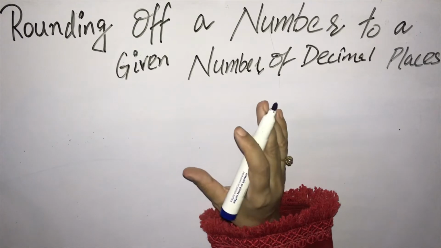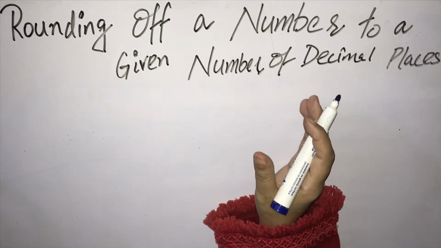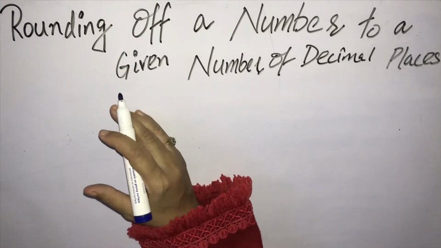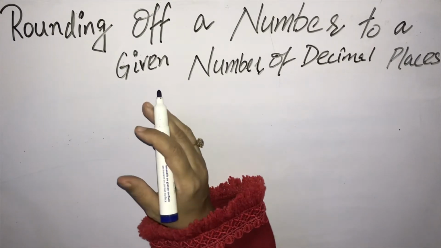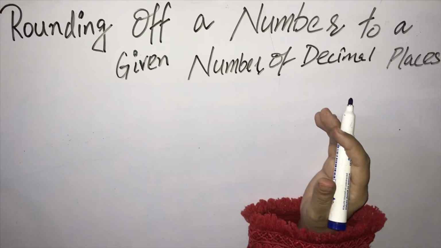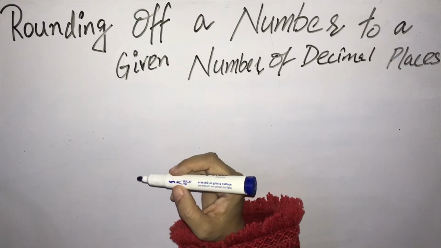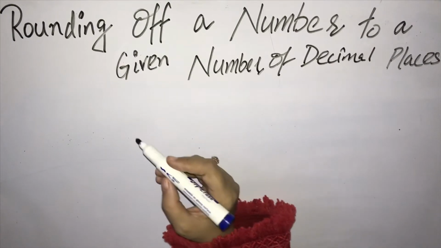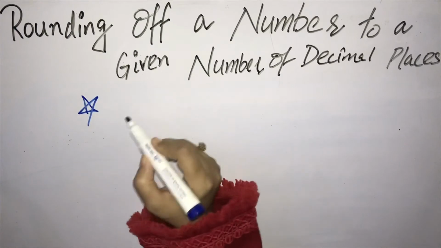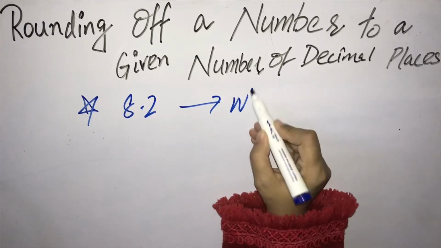Sometimes it is meaningless to have too many decimal places in a decimal number. So we have to round off that number either to a whole number or to a given number of decimal places. First of all, I shall explain how to round off a decimal number to a whole number. For example, if we have 8.2 and we have to convert it into a whole number.